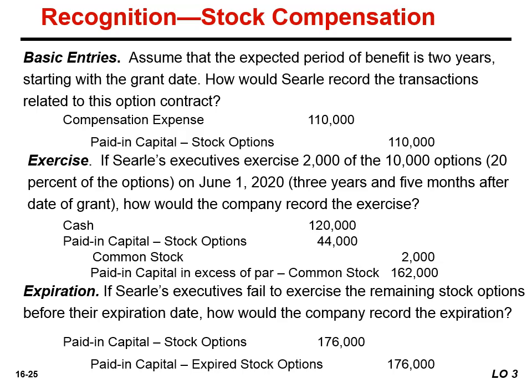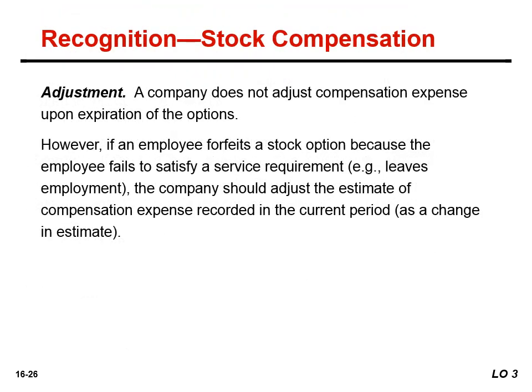So it just becomes another paid-in capital account, expired stock options for $176,000. You'll notice that was the last entry in the previous page. This is because the companies do not adjust compensation expense upon expiration of the options. The compensation was still the value of getting that choice. Just because the employee doesn't exercise the choice does not mean the value didn't exist.